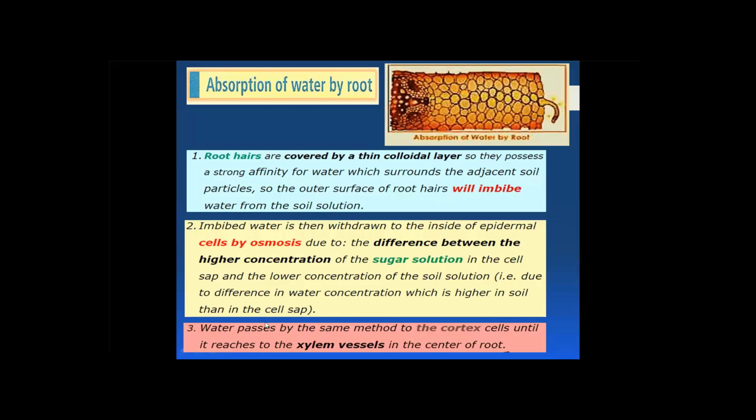Water passes by the same methods to the cortex cells until it reaches the xylem vessels in the center of the root, whose function is to transport water and minerals from root hairs to stem to leaves to finish the photosynthesis process in the leaf.